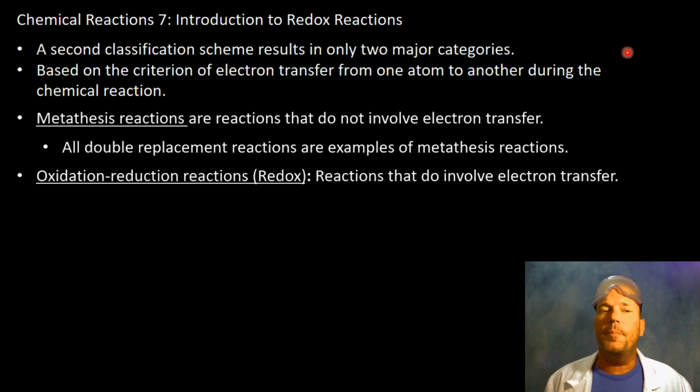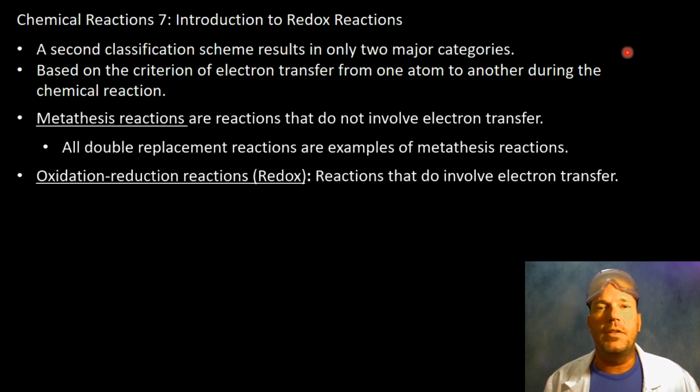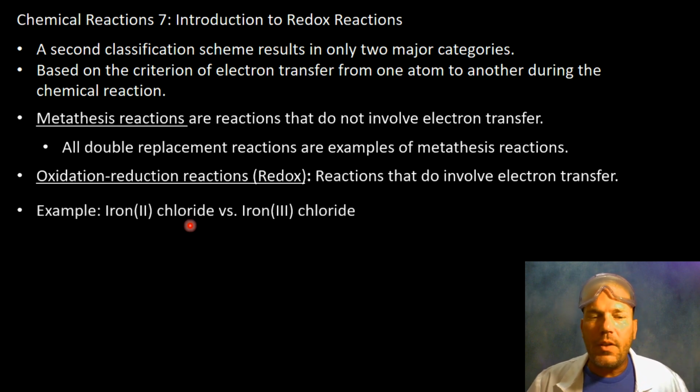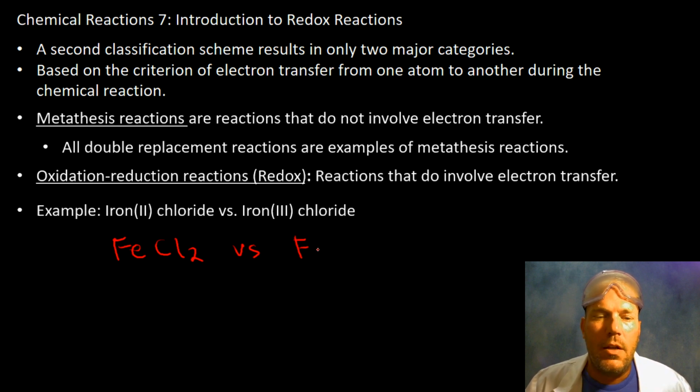Now, our new term is oxidation-reduction reactions. And in chemistry, we're going to refer to those as redox reactions. And these are reactions that do involve electron transference among species. We're going to look at a couple examples here. I want to look at iron 2, and so I'm just going to jot these down. Iron 2 chloride versus iron 3 chloride.